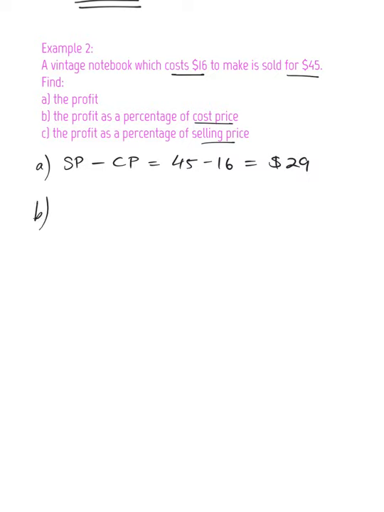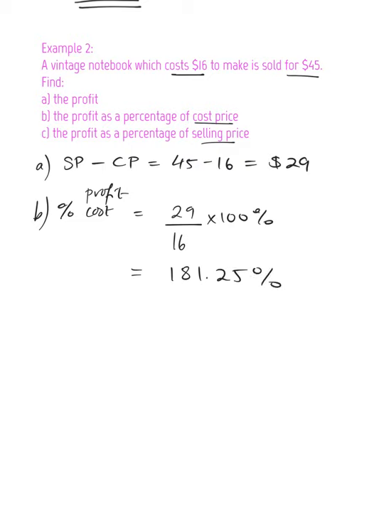That's part A. Part B says the profit is a percentage of the cost. So we're looking at percentage profit in terms of cost. So on the numerator, we're going to have $29. On the denominator, we're looking at the cost. So it has to be out of the cost, and the cost was 16, and we're timesing that by 100%. And that gives us 181.25%. So the selling price is actually 181.25% greater than the cost price.